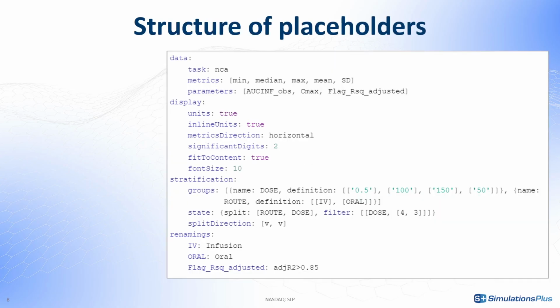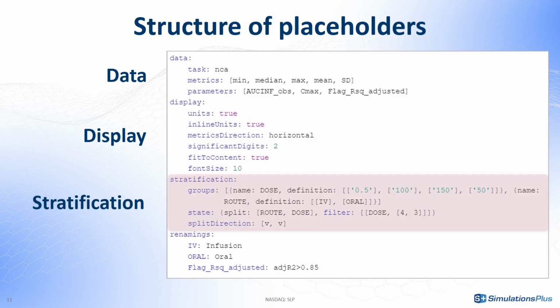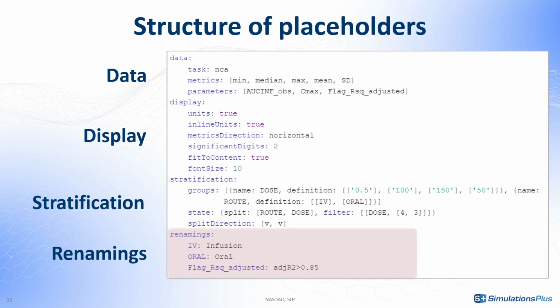It contains four main groups of settings. Data describes the reference task, type of tables, and the content of rows and columns. Display manages how the information will be shown in reporting. Stratification allows to split and filter a table. And renamings will replace certain words and expressions with user-defined phrases.